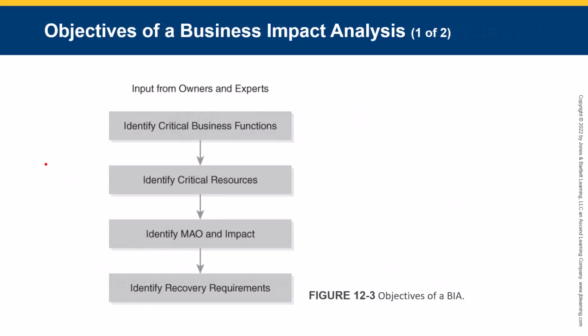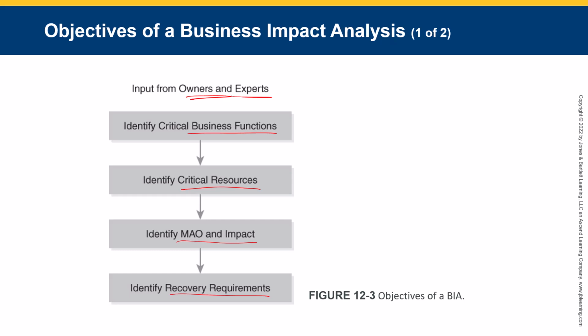So the objectives of our BIA: input from our experts, owners, and custodians. Identify the business functions. Identify the key resources. Identify the impact. Identify recovery requirements. And then from there, you should be able to get key objectives and identify the resources, functions, and impact that will be needed, and the recovery requirements, so that if any of those impacts actually are realized, we have a path that we can actually recover them.